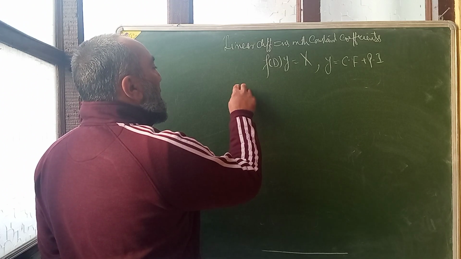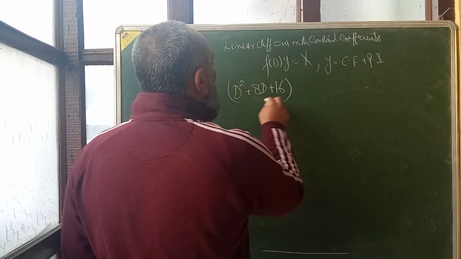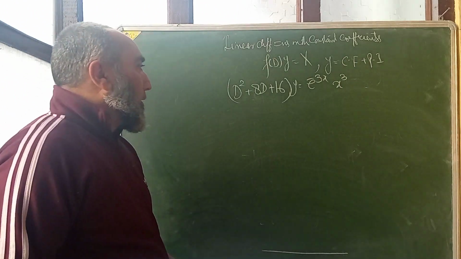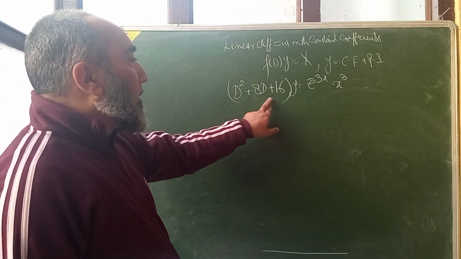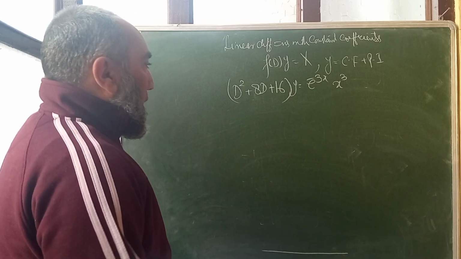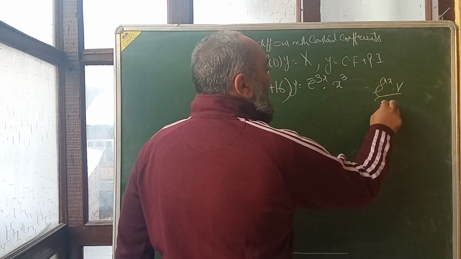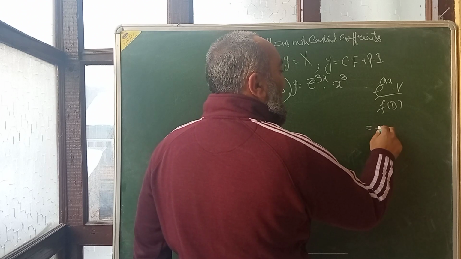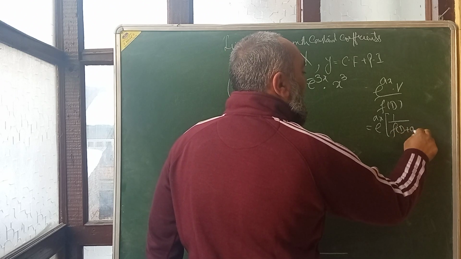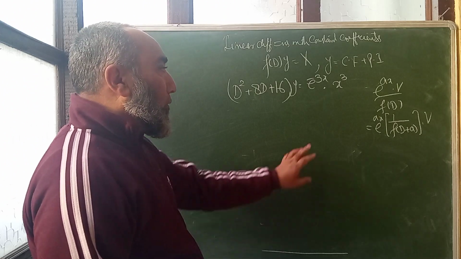Say you have a question: D square plus 8D plus 16 operating on y equal to e to the power minus 3x times x cube. See, this is the product of two functions, e to the power ax and V, a function of x. What is the particular integral? It is e to the power ax, and what remains is that you replace D by D plus a and operate on V. This is the solution for the particular integral of this.